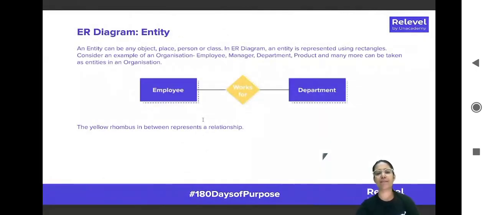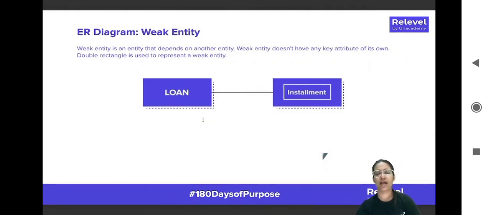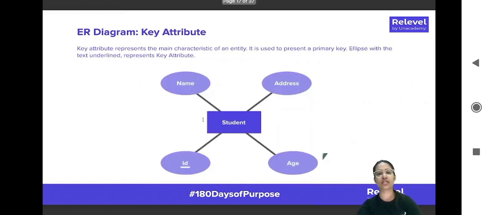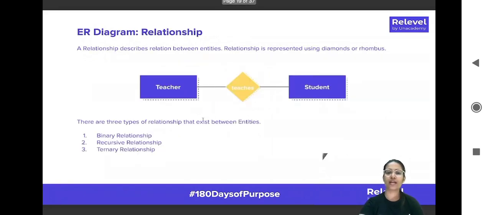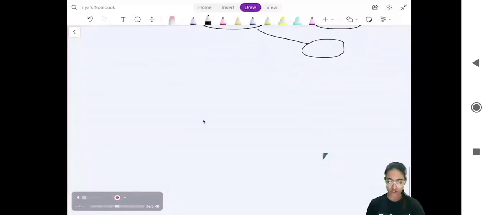And this is just an example where we saw how employees work for a department. Weak entities are always dependent on another entity. And this is just an ER diagram where we have mentioned the key as well, composite attributes, and here we have relationships. So we have three types of relationship.